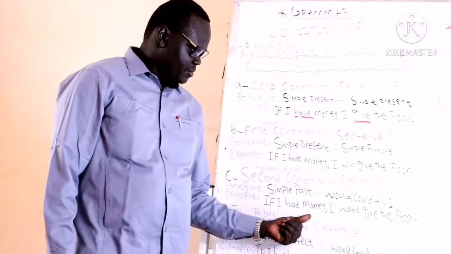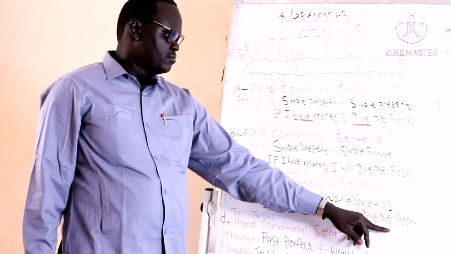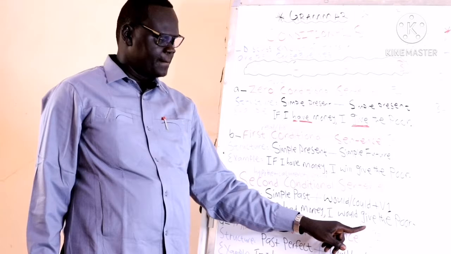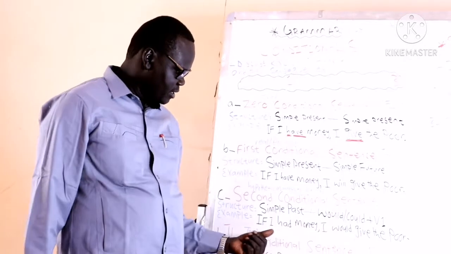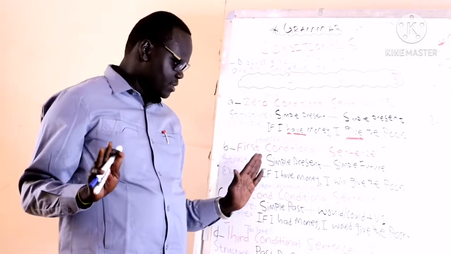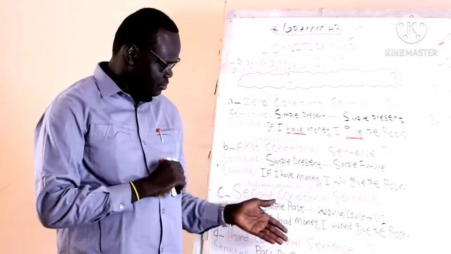For example, if I had money, I would give the poor. Now, would plus verb 1. Or I would give the poor if I had money. It doesn't matter which clause you use first.